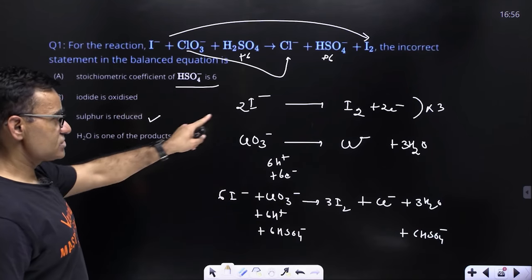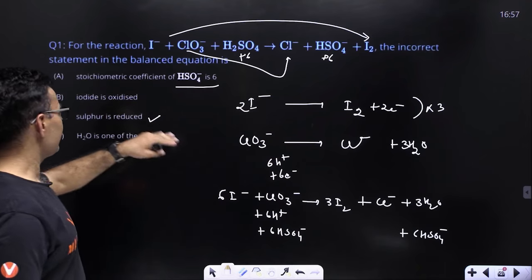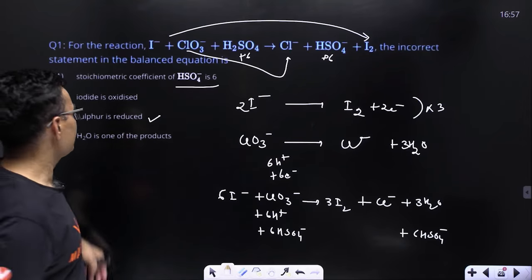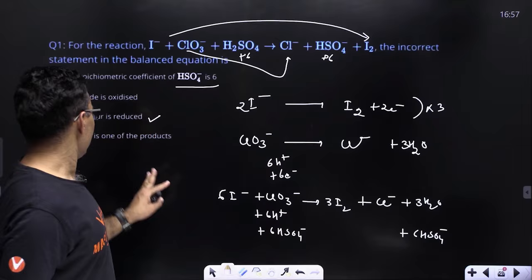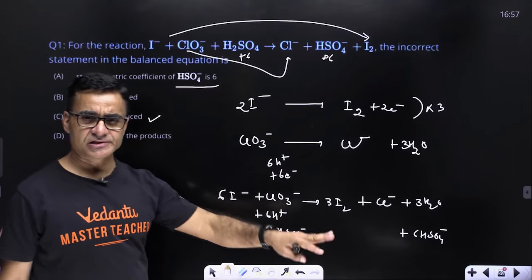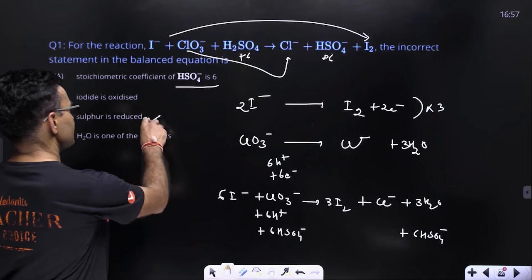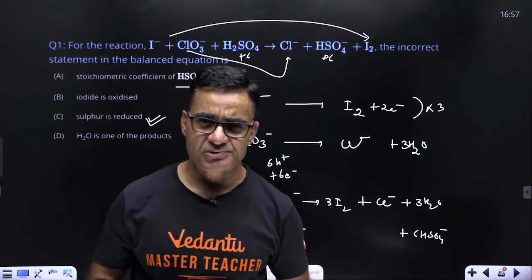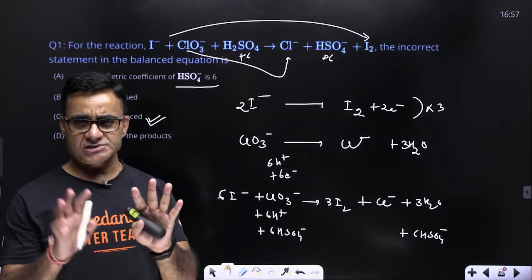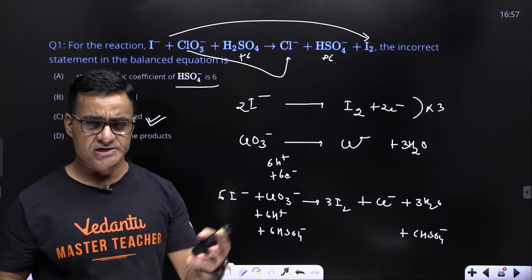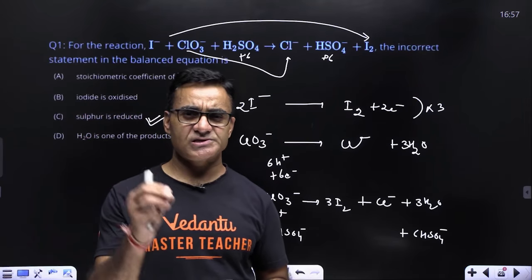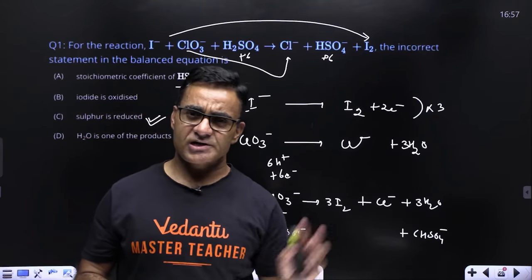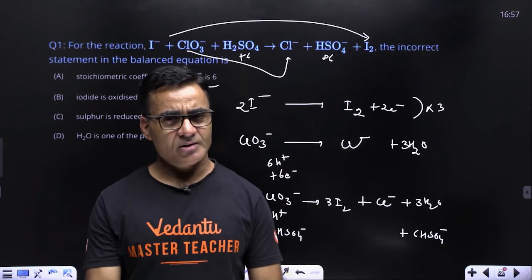Iodine is getting oxidized, quite visible, rather it should have been written I minus is getting oxidized into I2. Sulfur is reduced, already wrong hai. H2O is one of the products which is there in the equation. So your correct answer is already there. Sulfur का reduction नहीं हो रहा है. Sulfur is not participating in the redox reaction. So simple concept based on balancing of redox reaction, and ion electron method is the easiest method to balance the chemical reaction, especially if it is written in ionic form, a redox reaction.